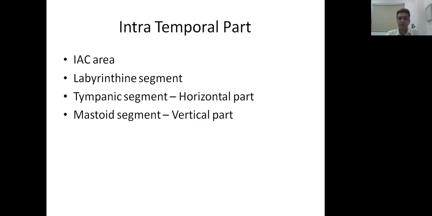Labyrinthine segment of the nerve is the narrowest portion of the nerve, the smallest portion of the nerve. Why narrowest? Because this is the area where the nerve has the minimum thickness. So if there is slightest of edema, the nerve becomes weak. The facial muscles get paralyzed. This area is the most vulnerable. And it is also smallest, only 4 millimeter long. So labyrinthine segment, then the nerve becomes the horizontal part, and then it becomes the vertical part.